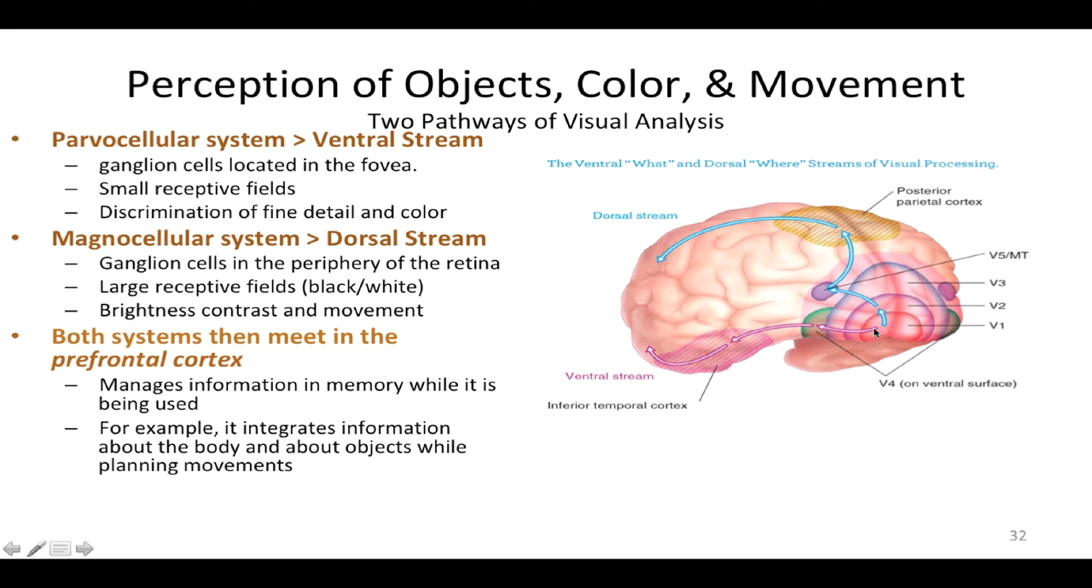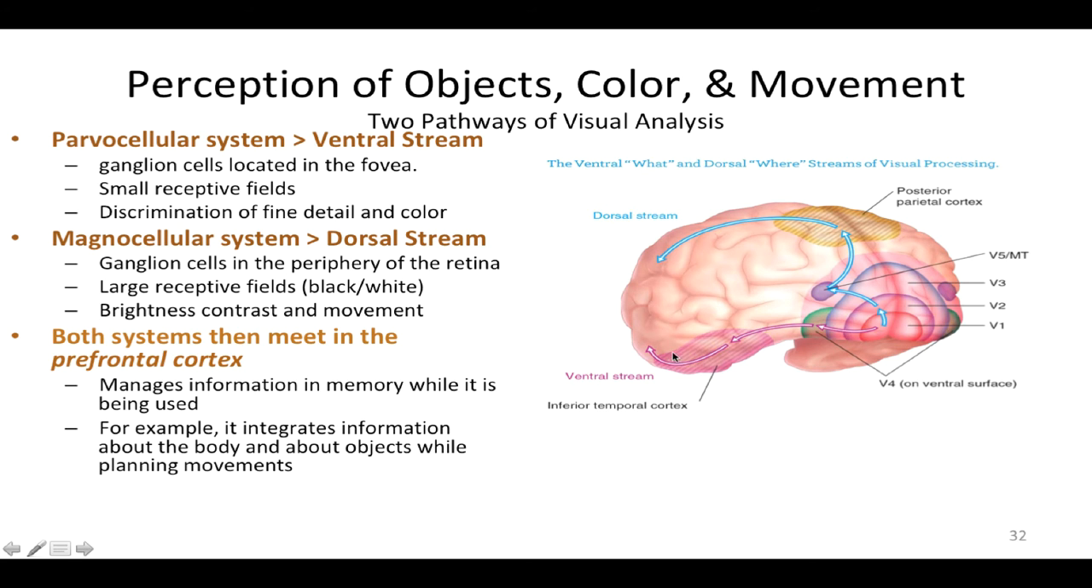So it goes here first. Remember, that's where the simple, complex, and end-stop cells are, as well as the spatial frequency cells. From there, notice that there are two pathways, so the information splits up. There is a parvocellular system, also called the ventral stream, because it runs along the bottom of the brain here. And it's going to go to the bottom of the temporal cortex, in other words, the inferior temporal cortex.